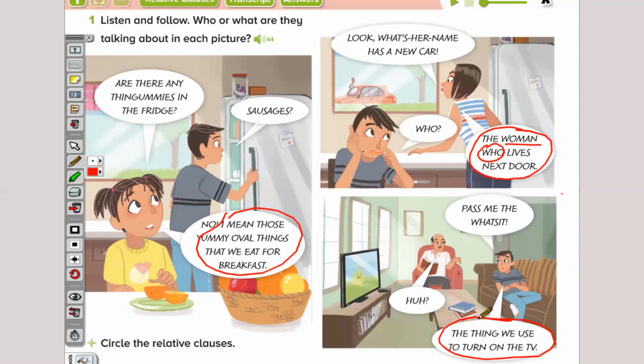As you see, no. The thing, it is the first part, and we use to turn on the TV, it is the second part, and here we have got a subject, and that's why we didn't have to use that. But we could use it, yes. The thing that we use to turn on the TV, or we can say only the thing we use to turn on the TV. Great job.